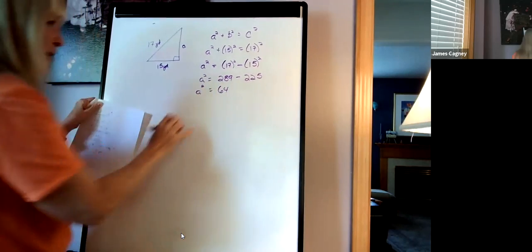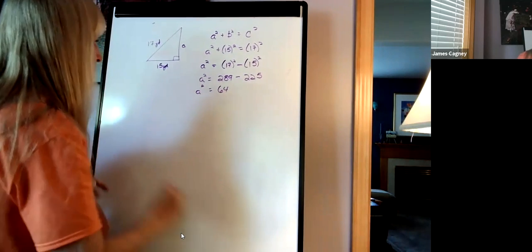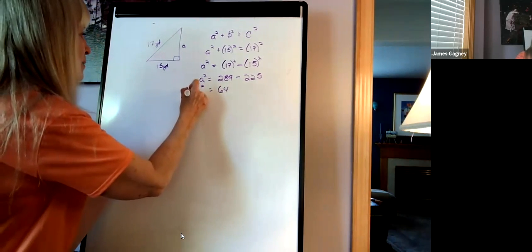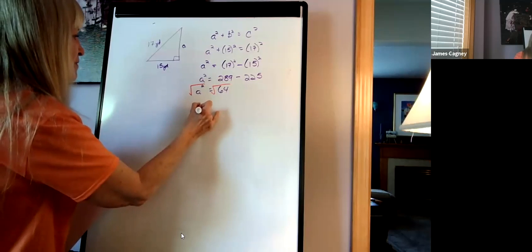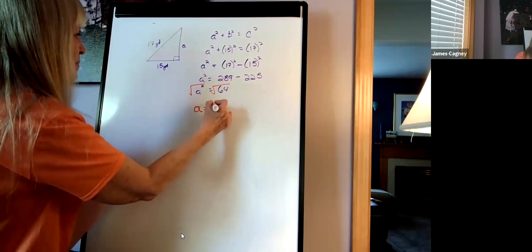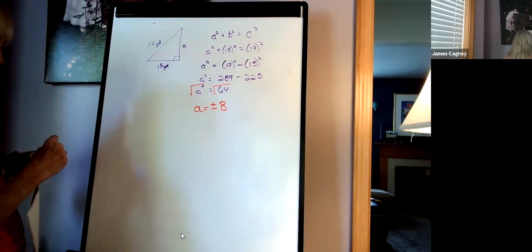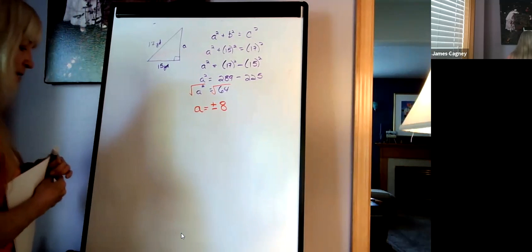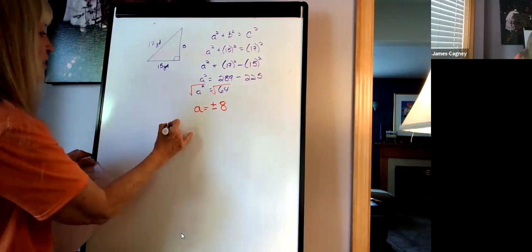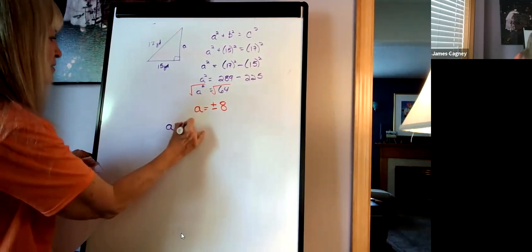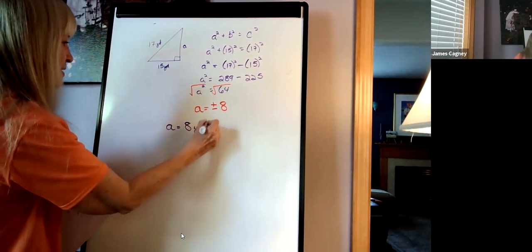I only need to know what A is, not A squared. So remember, to undo a square, I take the square root. The square root of anything squared is itself, so I get A is equal to, and remember when I square root, I need the plus or minus. So this would be plus or minus 8. However, when I talk about a length, I do not need the negative because length is never negative. So here, A is equal to 8, and you need units. Our units are yards.